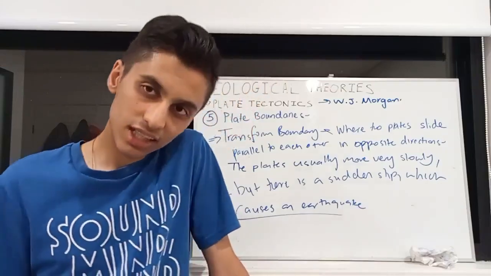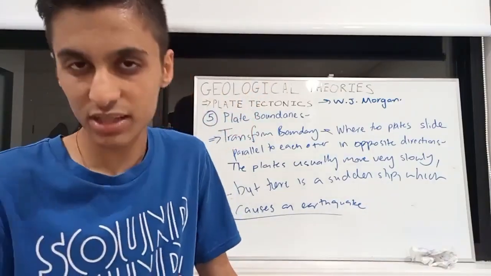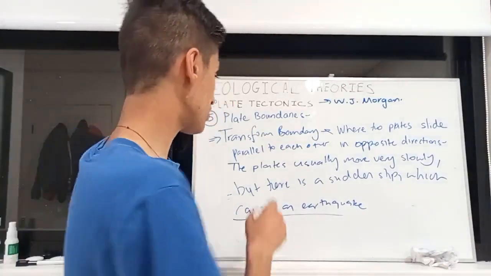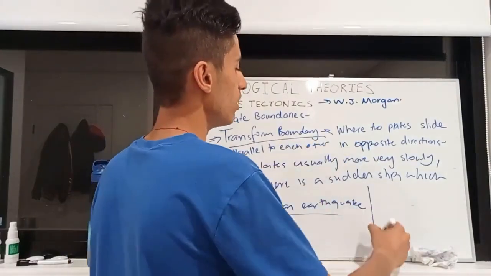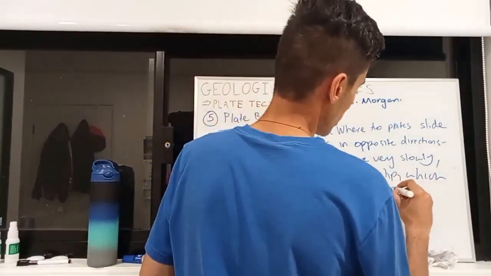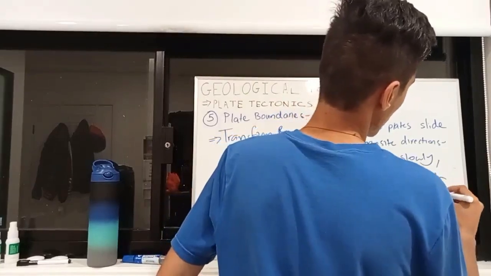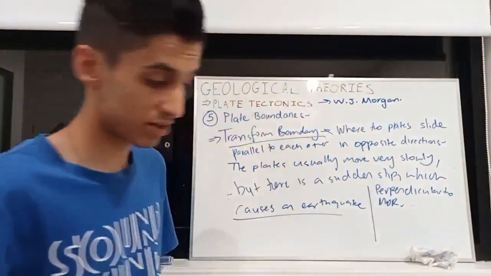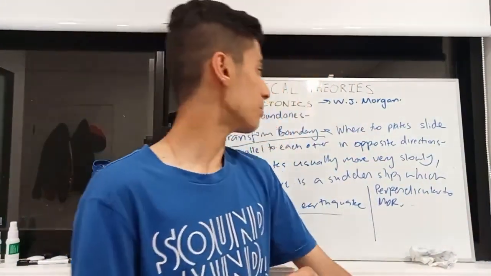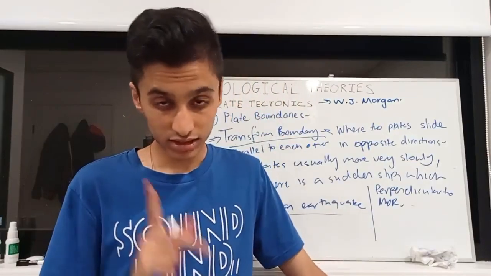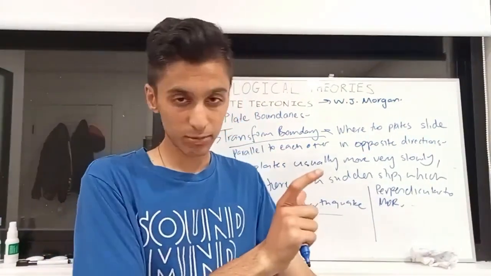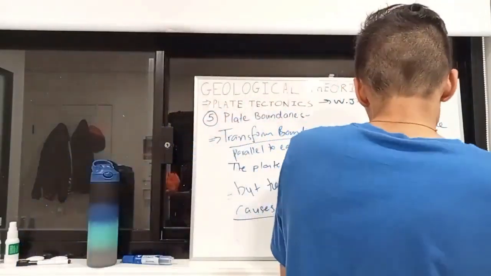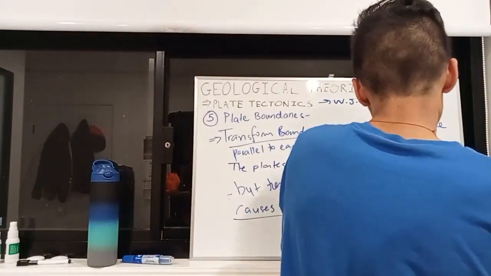Now, a few key points. You don't necessarily have to remember this, but it is really smart. These transform boundaries are always perpendicular to mid-oceanic ridges. And an example of a transform boundary is the San Andreas Fault, which is the Pacific Plate and North American Plate. So if you want examples, you look at the San Andreas Fault.